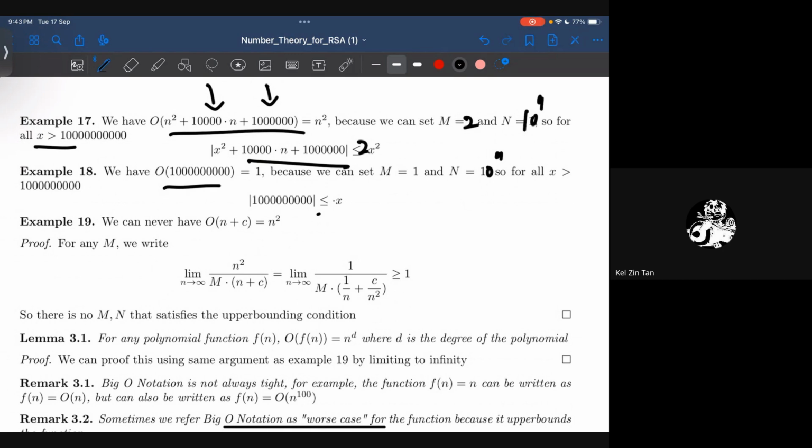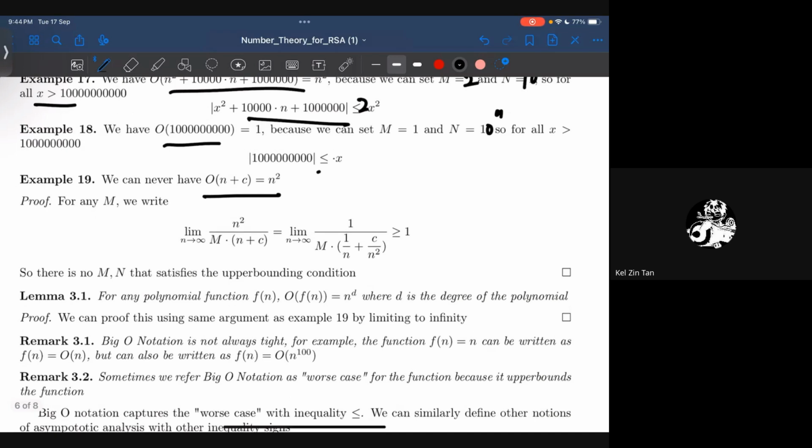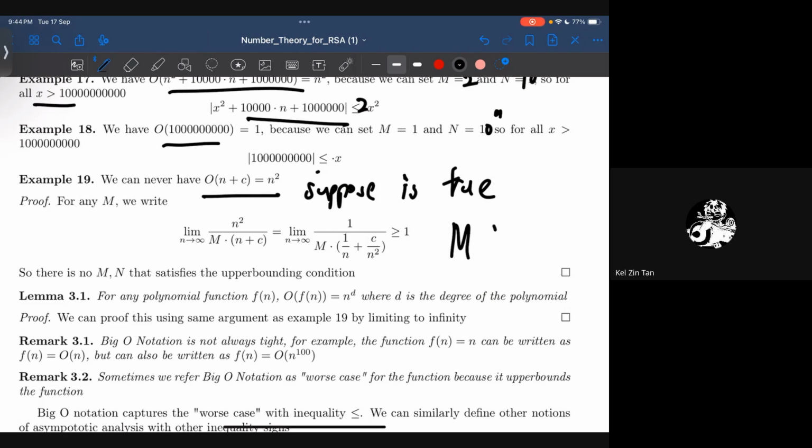Now we want to prove something else. We want to say that we can never have O of n plus c equal to n squared. Why is this the case? When we say O of n plus c is equal to n squared, suppose this is true, then what we basically say is that we have an m, big M. When we multiply by n plus c, this will always be larger than n squared.